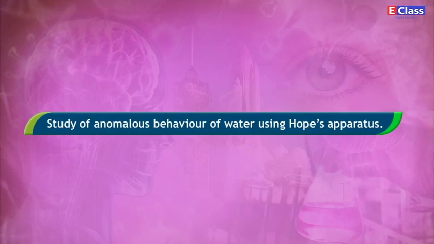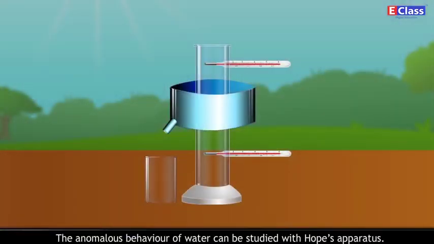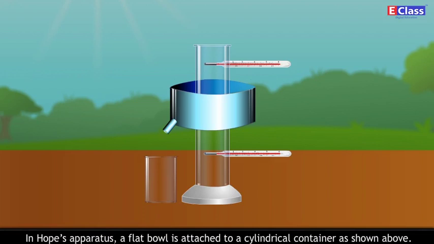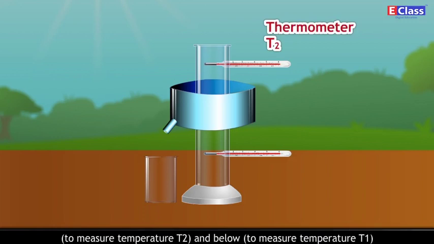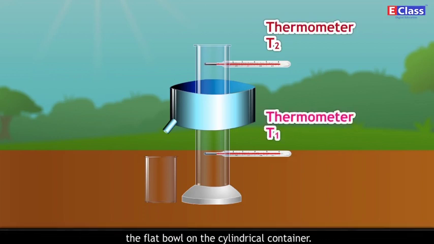Study of anomalous behavior of water using Hope's apparatus. The anomalous behavior of water can be studied with Hope's apparatus. In Hope's apparatus, a flat bowl is attached to a cylindrical container as shown above. There is provision to attach thermometers above to measure temperature T2 and below to measure temperature T1. The flat bowl is on the cylindrical container.